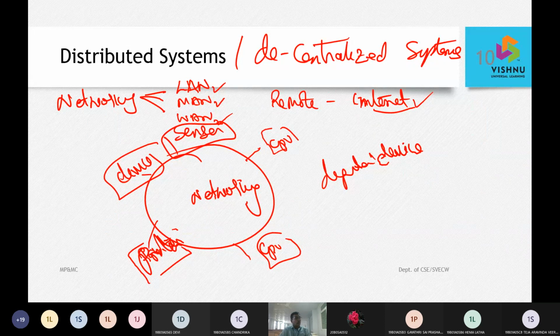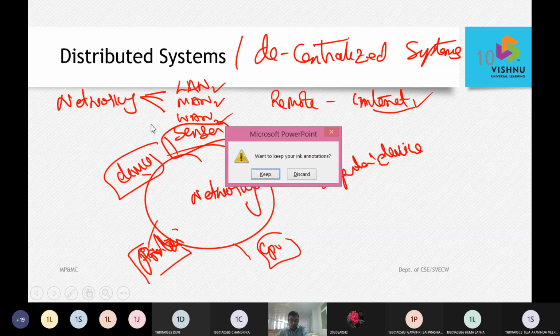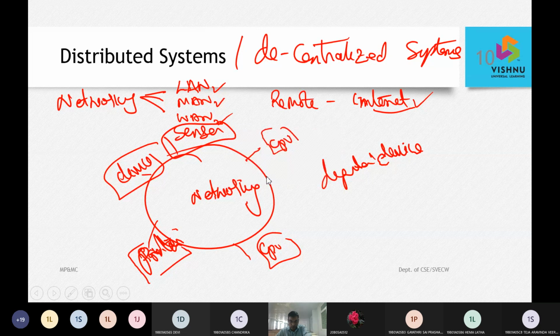After that, we have distributed systems. In distributed systems, we have decentralized approaches. In these decentralized approaches, we have a networking environment with LAN, WAN, MAN, and multiple devices can connect and share the content distributed among them. So that is where distributed systems have the advantage.